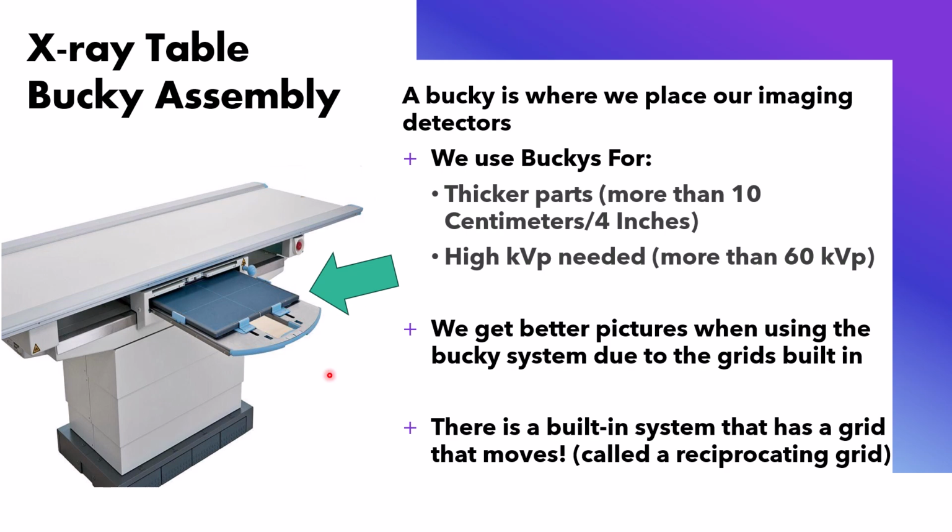We usually use the Bucky if the body part is more than 4 inches or about 10 centimeters, or if we're using a kVp higher than 60, probably now that would be higher than 70 with some of the modern equipment. We get better pictures when we're using this Bucky because there's a grid built in. The grid is what absorbs that scattered radiation that we don't like. To get rid of something called grid lines, the grid actually moves, vibrates back and forth.